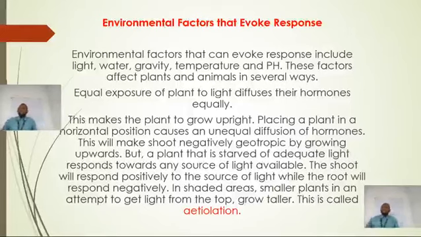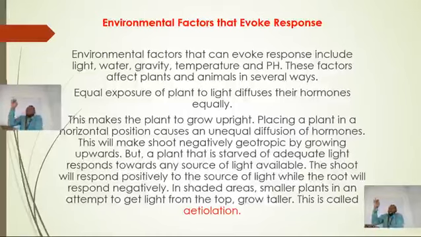These factors affect plants and animals in several ways. Equal exposure of plants to light diffuses their hormones equally, but unequal exposure of light to plants does not make their hormones equal. It will become unequal. It means the hormone will now move from the lighter side to the dark side.